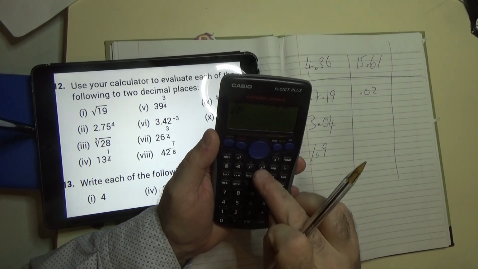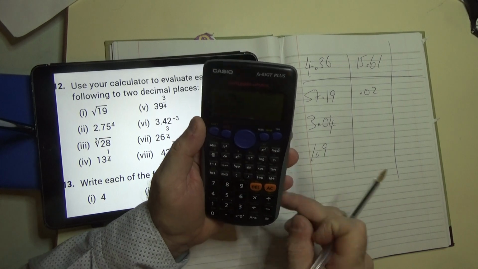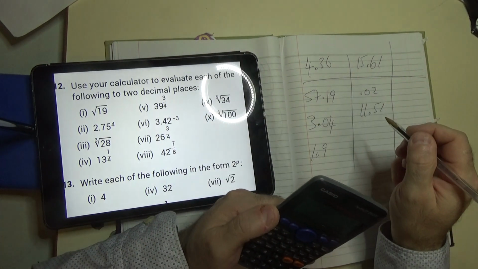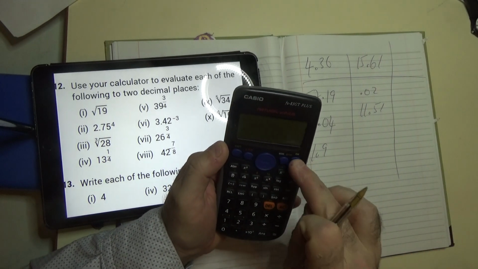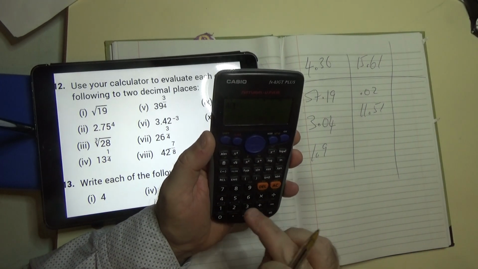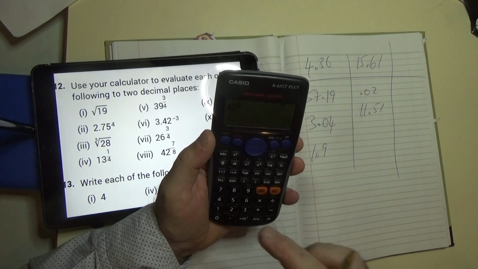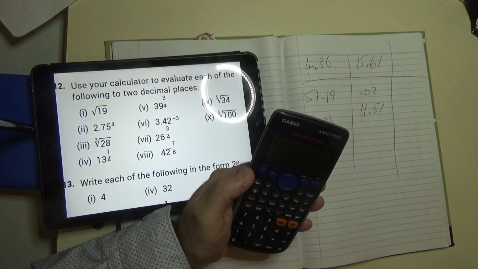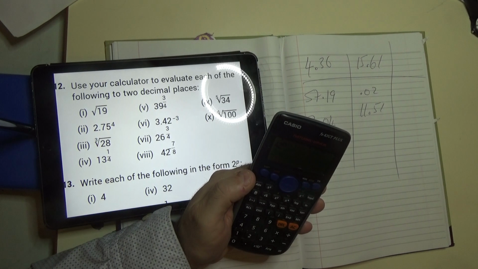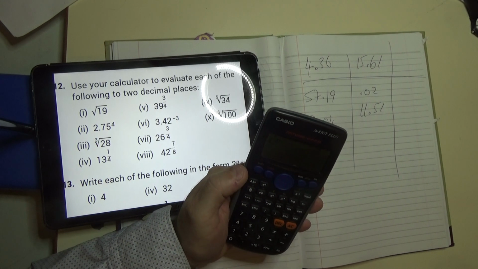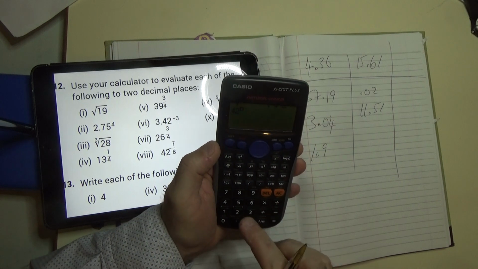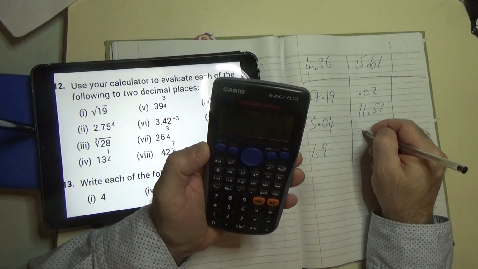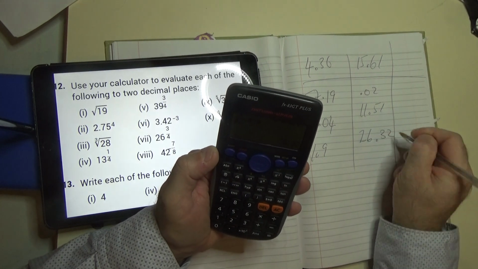26 to the power of 0.75 is 11.51, and 42 to the negative 7/8. 42 to the power of negative 7/8. 7/8 is 0.875. But am I sure? Well, let's give it a go. Write down the answer and then just swing back and check.